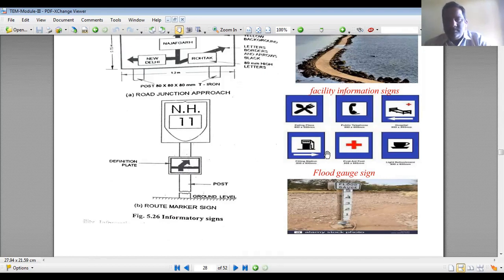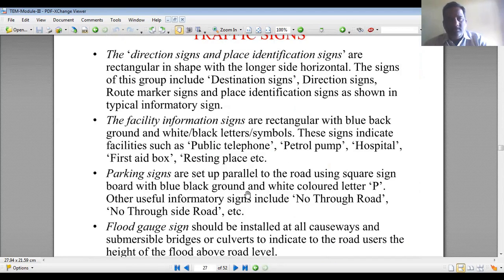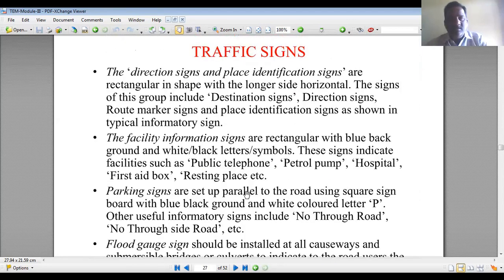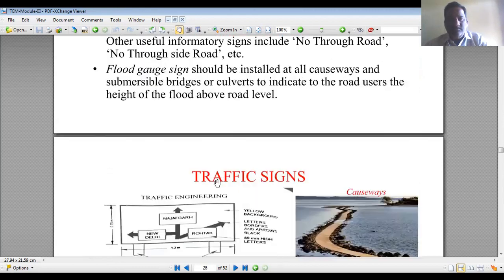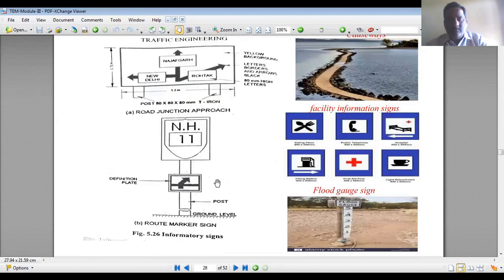This is the petrol pump sign, this is the first aid box, this is the restaurant, this is the hospital, this is the public telephone, and this is the eating place. Like that, we are giving some information to road users with the help of these rectangular signboards, which are known as informatory signs. The size of the board is 1.2 by 0.75. Length is 1.2, horizontal direction, and 0.75 is the width.